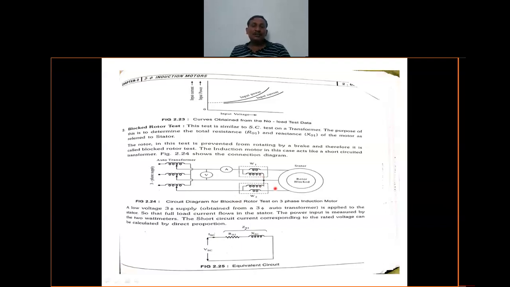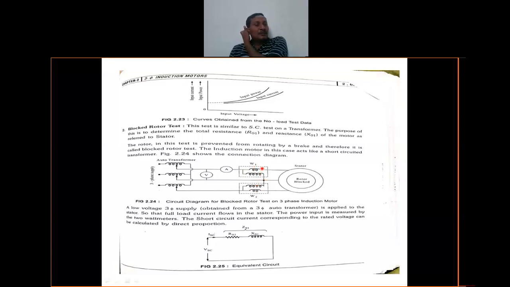In the blocked rotor test, the rotor is not rotating, so we can neglect mechanical losses. And here we are applying less voltage, so we can neglect iron loss also, because iron losses depend on voltage. So in the blocked rotor test, the sum of the powers, W1 plus W2, mainly gives copper losses only, stator and rotor copper losses, because rated current is flowing.